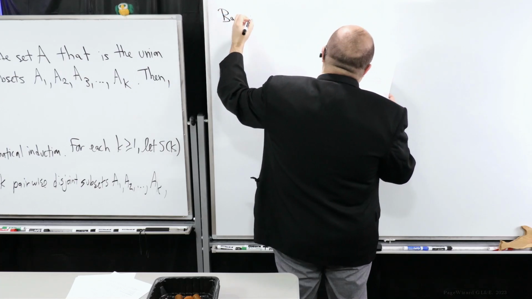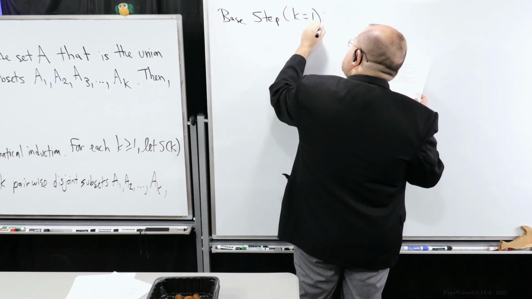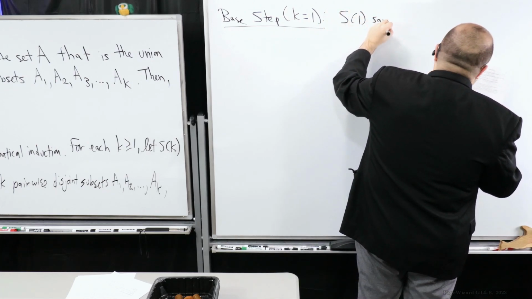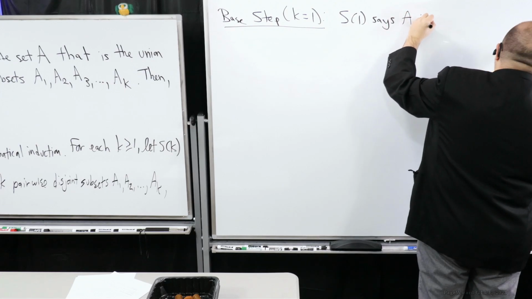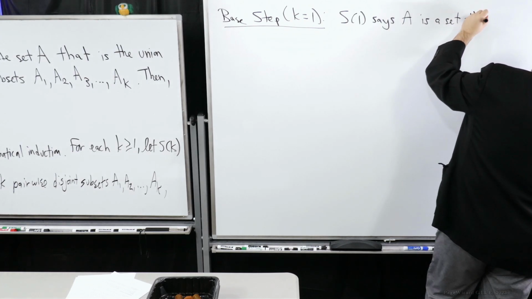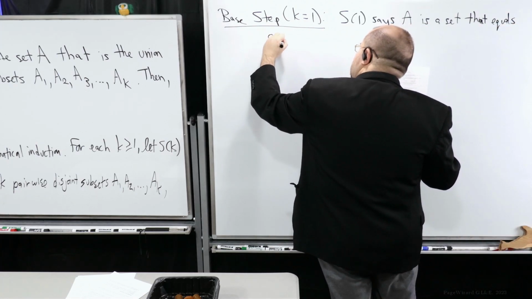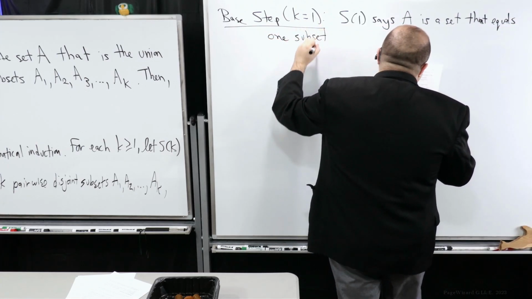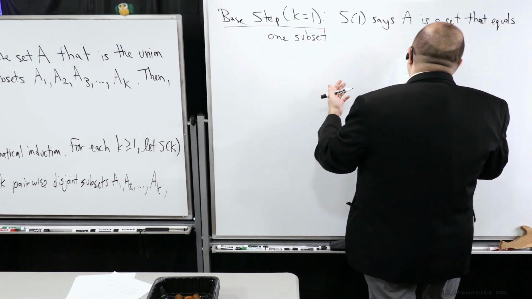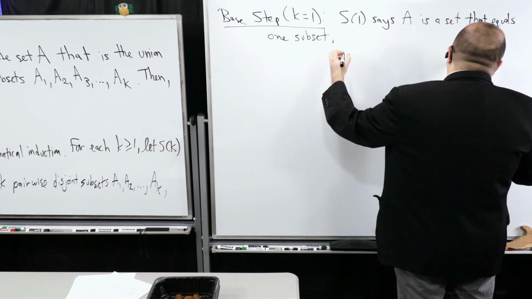So we're going to prove our base step. We're only going to need one here, namely for k equal to 1. So S of 1 says A is a set that equals one subset. What's the one subset? We only have one possible subset. Well, in our statement, we would call it A1, right?